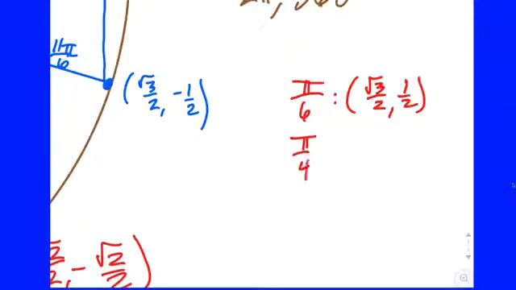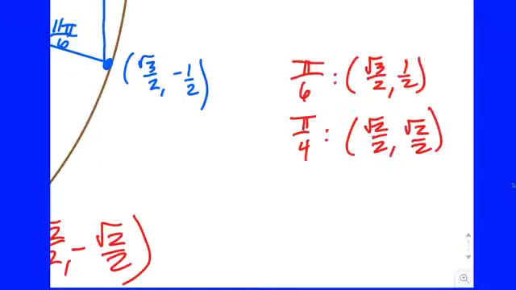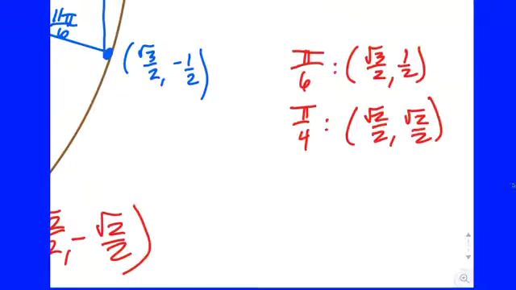Anytime you see a pi/4 reference angle, whether it's 1 pi/4, 3 pi/4, 5 pi/4, or 7 pi/4, it's always going to be some type of square root of 2 halves, square root of 2 halves. And again, if you know what quadrant you're in, you can assign it the correct sign.